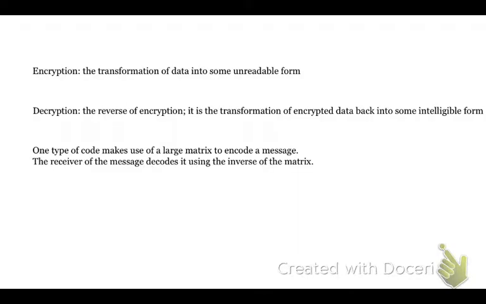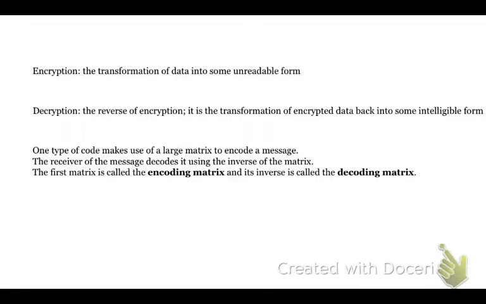But the receiver of the message decodes it using the inverse matrix. The first matrix is called the encoding matrix, so the only way to decode the message is to know the encoding matrix. And the inverse is called the decoding matrix, which makes sense.